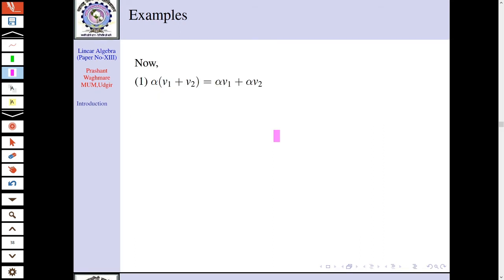Now with respect to scalar multiplication, one should prove the 4 axioms as in the definition of vector spaces. So let's see the first one: alpha into (v1 plus v2) is the same as alpha v1 plus alpha v2. That we want to show. This is our claim.